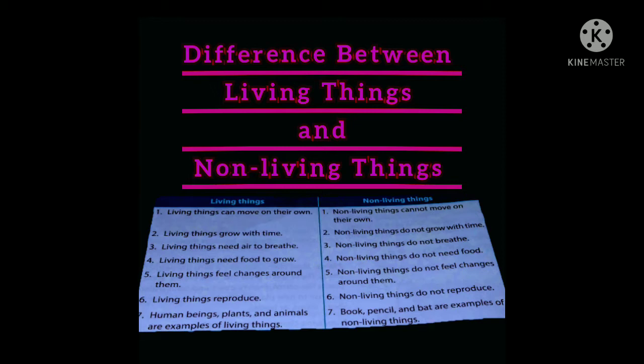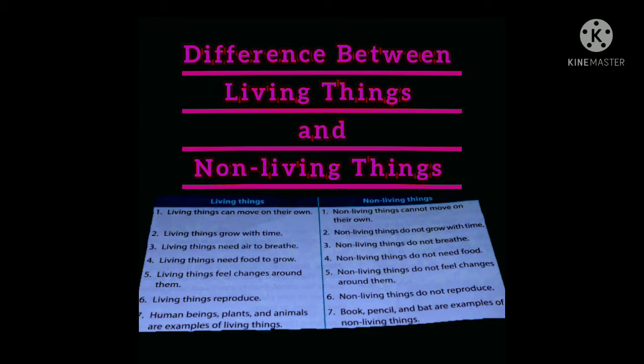Next, differences between living and non-living things. Living things can move on their own. Non-living things cannot move on their own. Living things grow with time. Non-living things do not grow with time. Living things need air to breathe. Non-living things do not breathe. Living things need food to grow. Non-living things do not need food. Living things feel changes around them. Non-living things do not feel changes around them. Living things reproduce. Non-living things do not reproduce.